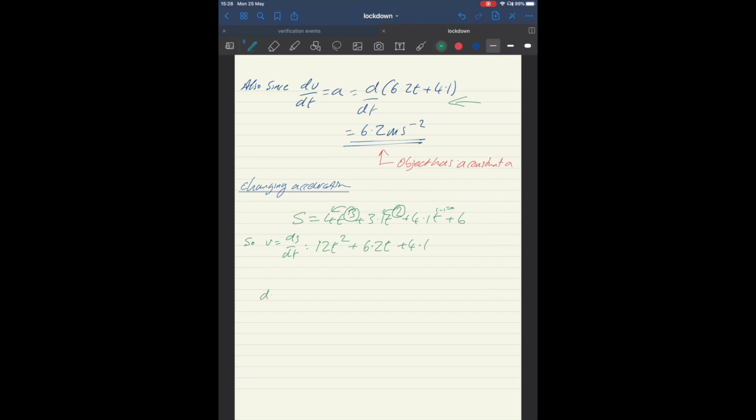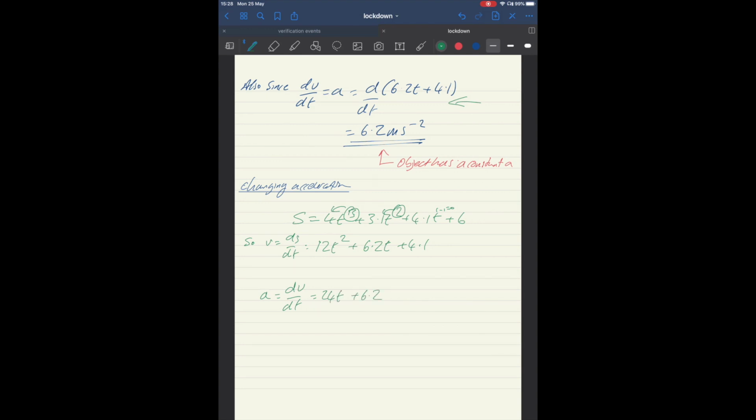That's the velocity. A is going to equal dv by dt equals, same thing, multiply that together, I think you can follow what I'm doing here, 24t plus 6.2.